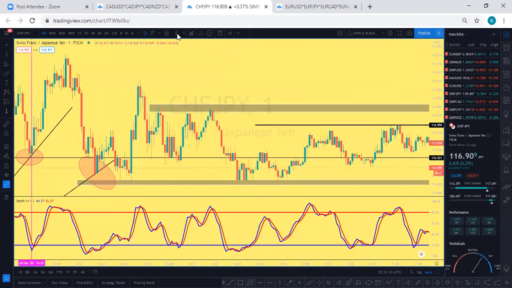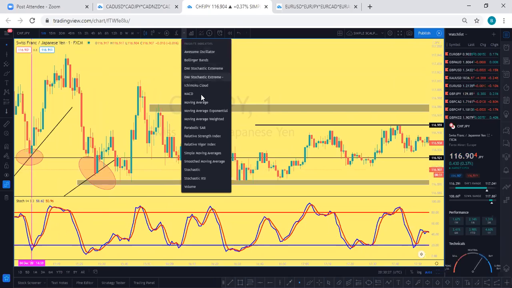The next indicator I'm going to be adding is what I call my exponential moving average, EMA. Now, why do I use the exponential moving average? The exponential moving average is a trend indicator. What do I mean by trend indicator? It's an indicator that tells you the direction the market is going. It tells you whether the market is on an uptrend or a downtrend.